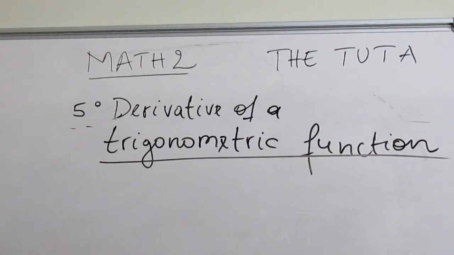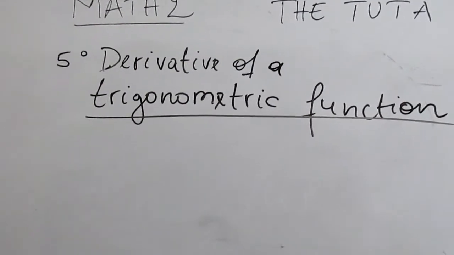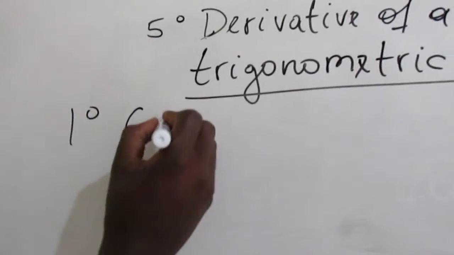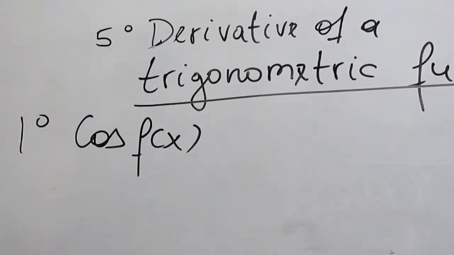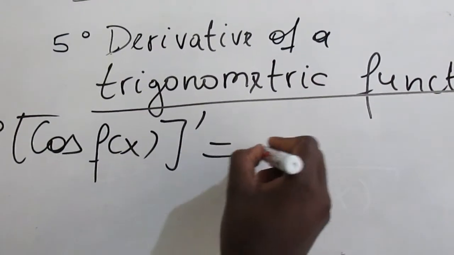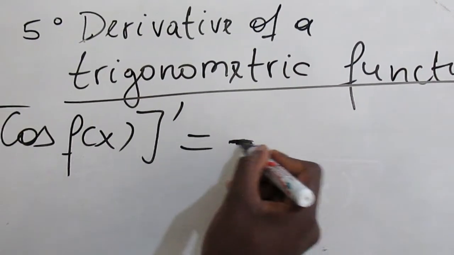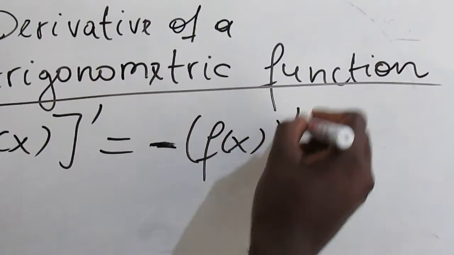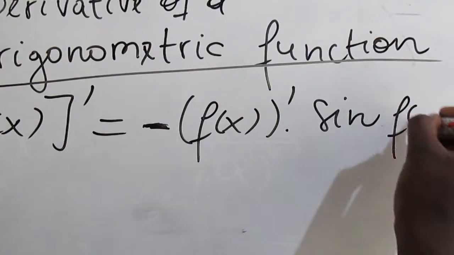Okay guys, now let's talk about the derivative of a trigonometric function. So the trigonometric function, we have cos of f of x. If you want to differentiate this, you start with a minus. Whenever you see cos of f of x, you start with a minus, don't forget this. Then you differentiate f of x, you multiply by sine of f of x.